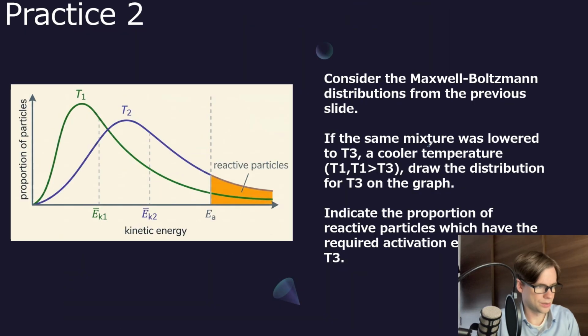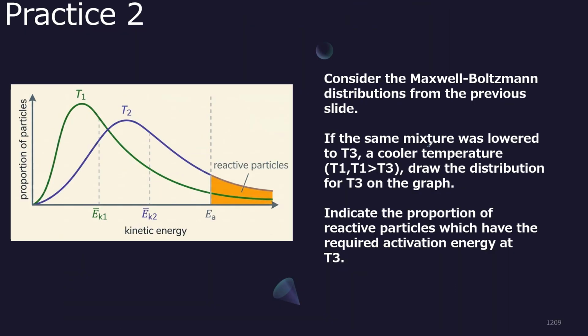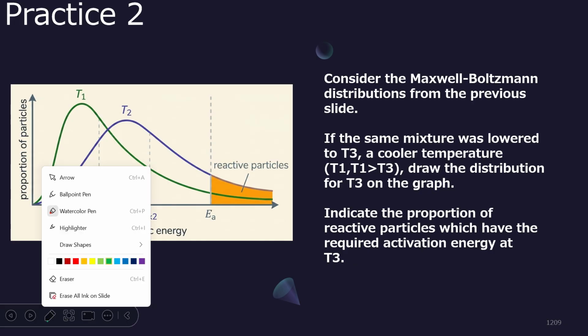All right, so practice 2. Consider the Maxwell-Boltzmann distributions from the previous slide. It's exactly the same. Now, if the same mixture was lowered to T3, a cooler temperature, so T1 and T2 are greater than T3. Draw the distribution for T3 on the graph. Indicate the proportion of reactive particles which have the required activation energy at T3. Okay, this is a bit hard to do when the picture is so small, but I'll try my best. We'll do this in black, maybe.